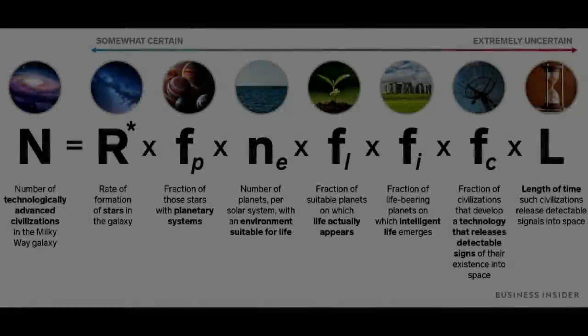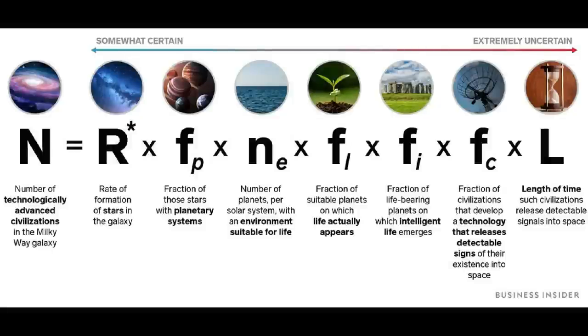The Drake equation. In 1961, the astrophysicist Frank Drake formalized Fermi's estimations in the Drake equation. It is a simple formula. It simply multiplies together seven values to provide a final estimate for N, the number of presently detectable alien civilizations in our galaxy. N equals R star times f sub p times n sub e times f sub l times f sub i times f sub c times L.